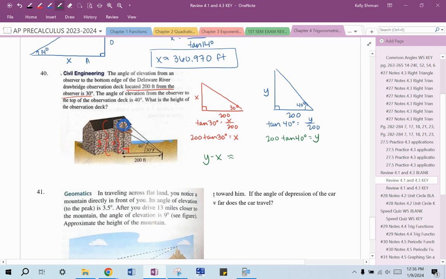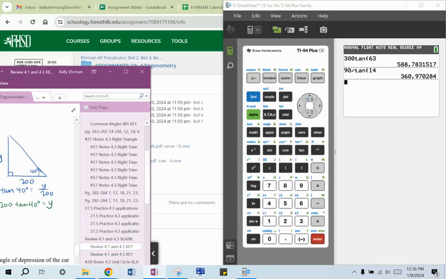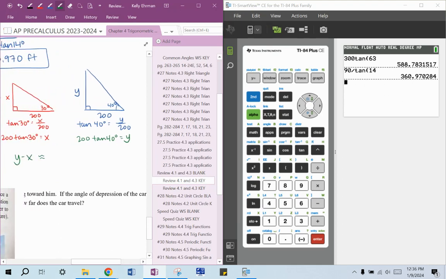So I'm just going to plug these into my calculator. So careful to do it in the correct order here. Y is 200 times the tangent of 40, and subtract x, 200 times the tangent of 30. So I know the wording is strange on this, but they would have no reason. If they just wanted us to find x, like the height of the bottom of that tower, there'd be absolutely no reason to give us this other section. So they wanted that difference. All right, so the difference is 52.350. And again, we're talking about feet for most of these problems.